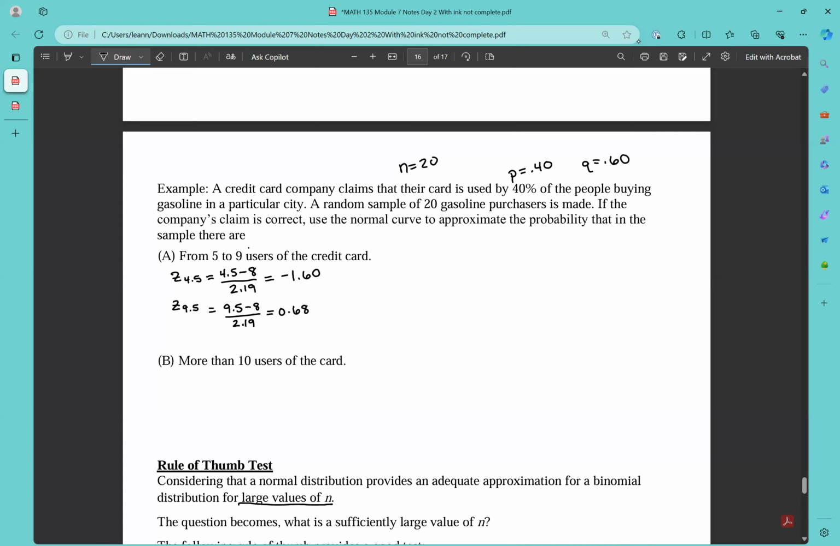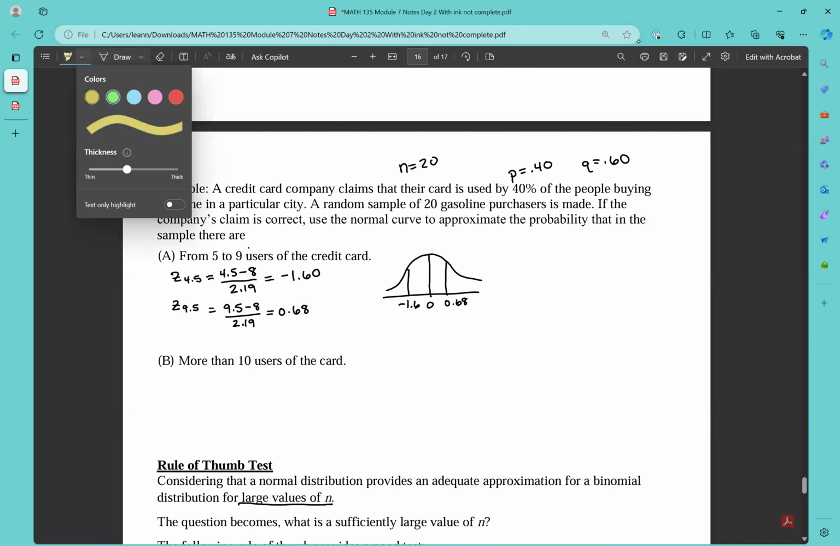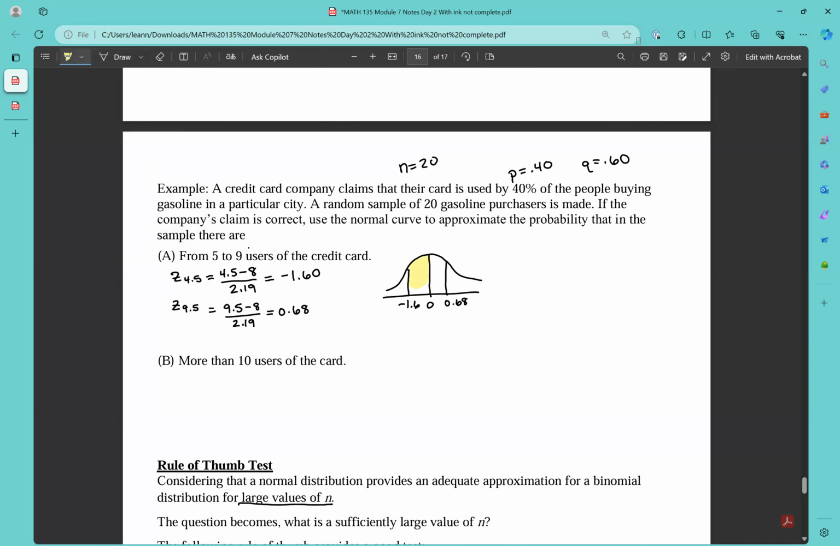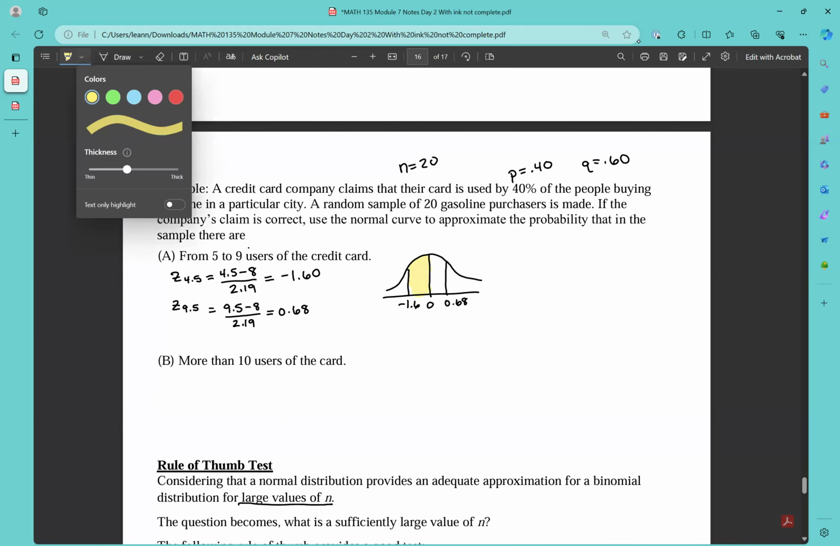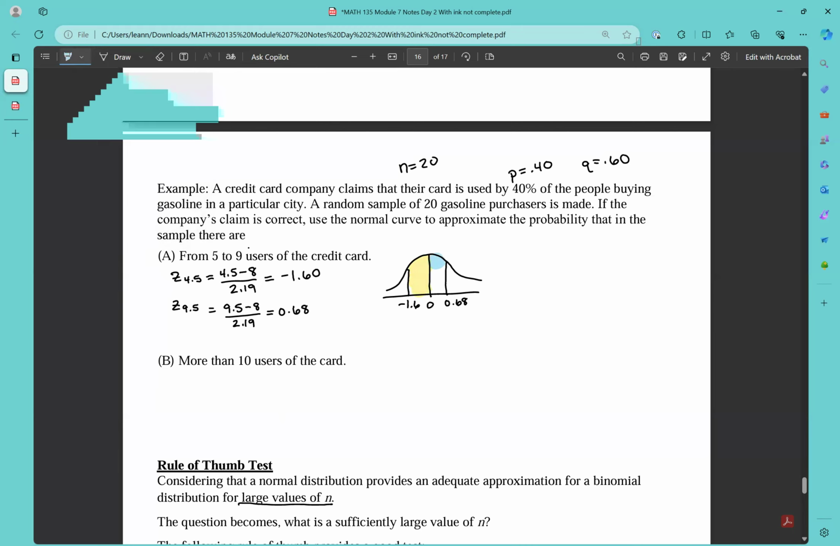Okay. So again, visually, what are we doing? Here's our bell curve, 0. We're going down to negative 1.6 and going up to 0.68. Notice we are on both sides of 0. When you're on both sides of 0, you think of it as two separate areas that we're going to add together. So we're going to find the area using our table from 0 to 1.6, because remember, they don't have negatives on the table, and then from 0 to 0.68.